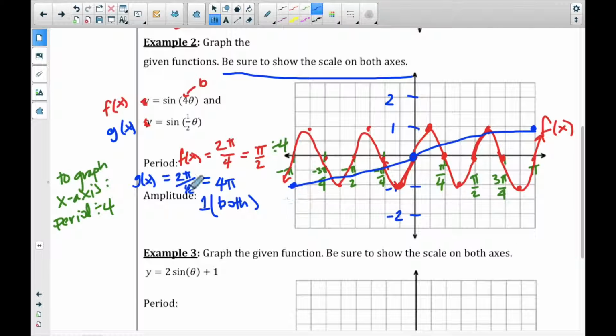But that's what's happening. The 4 makes them squish together more. The 1/2 theta makes them spread apart more. So that's what that inside number is doing. That's the inside.